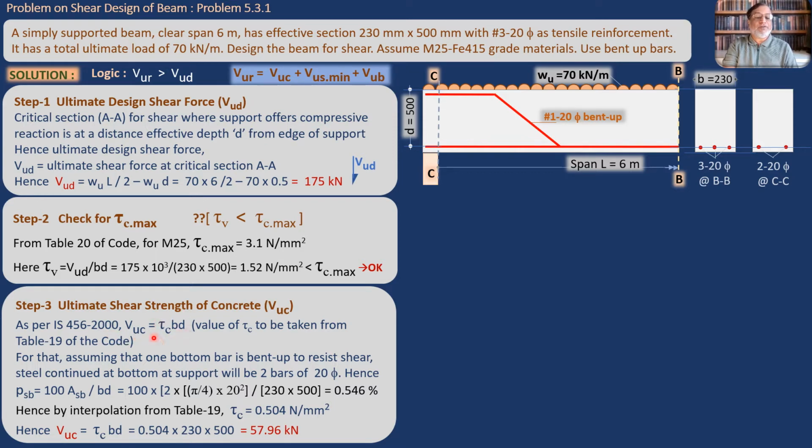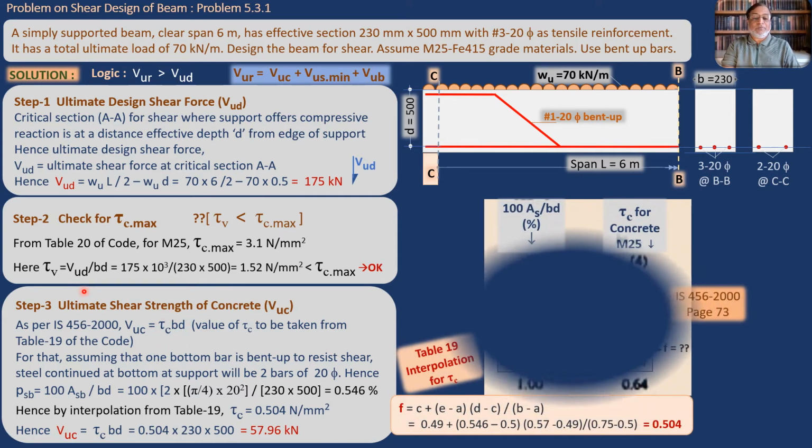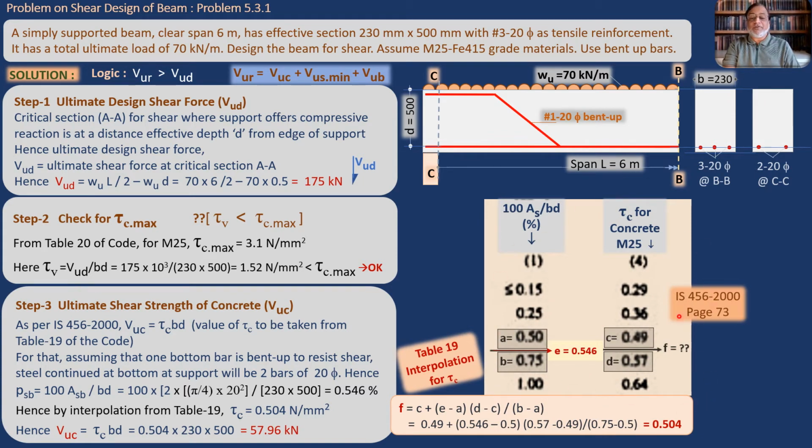Tau C is the value which is new in this formula. Otherwise, this BD are the dimensions as we already know. So the value of tau C is to be taken from table 19 of the IS code. So we have to refer to table 19 of IS code to calculate the value of tau C. Just as we refer to table 20 of IS code for tau C max, we will refer to table 19 for value of tau C. Now we will proceed.